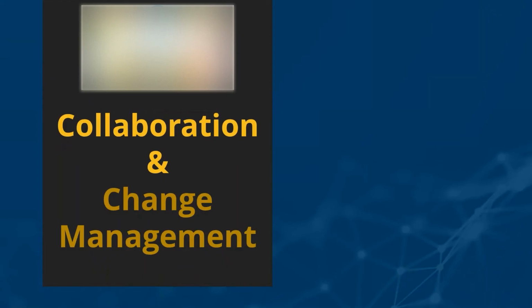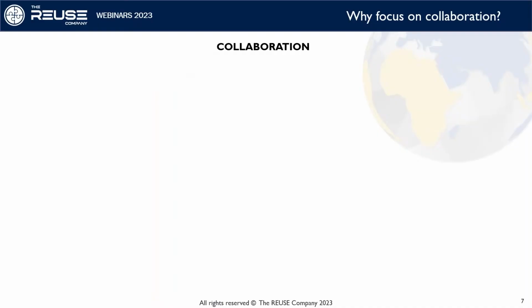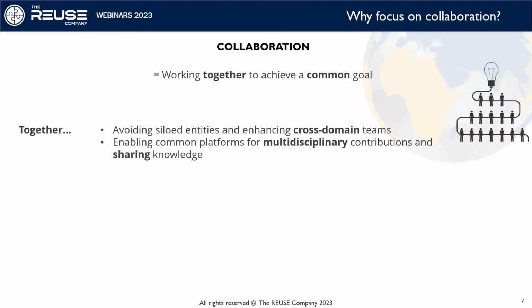So let's get into the topic of collaboration and change management. So I first define collaboration and explain why should we focus on collaboration. So collaboration is about working together to achieve the common goal. So here there are two important things. The first one is together. So we have to avoid siloed entities.